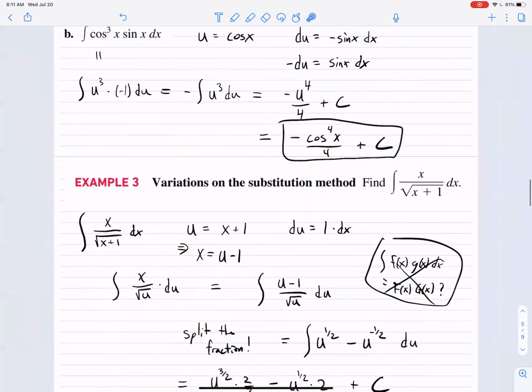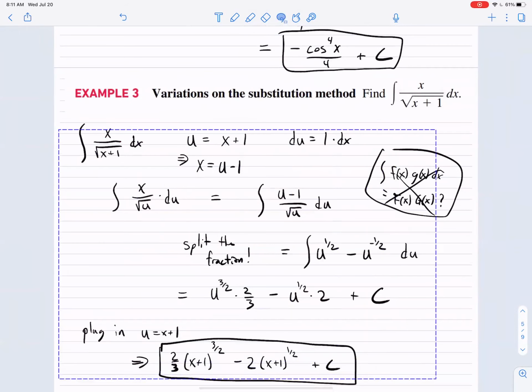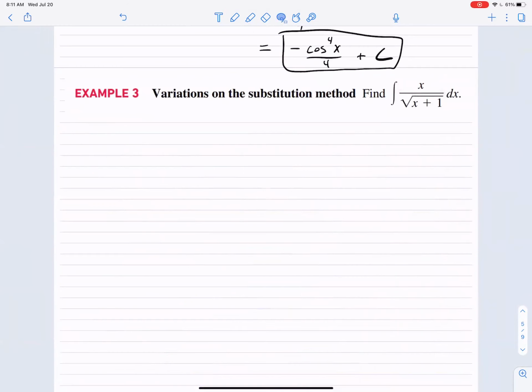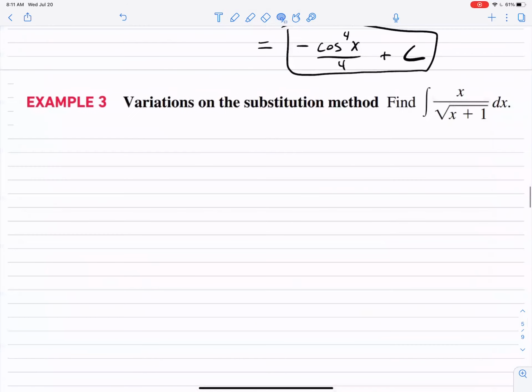And so this one I'm going to delete and we'll go through it. Variations on the substitution method. So this one is a little bit more intriguing. So x over square root of x plus 1 dx. So this one, you can't divide this cleanly.